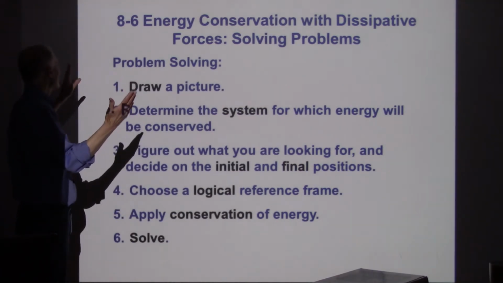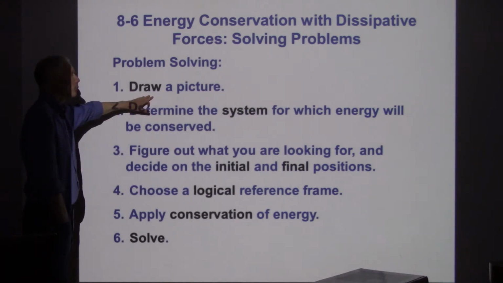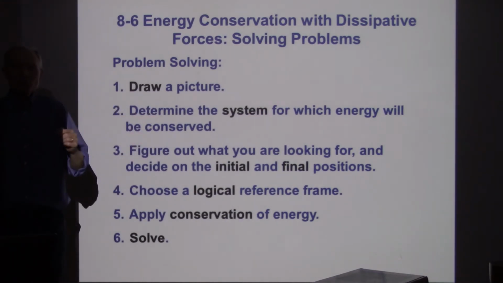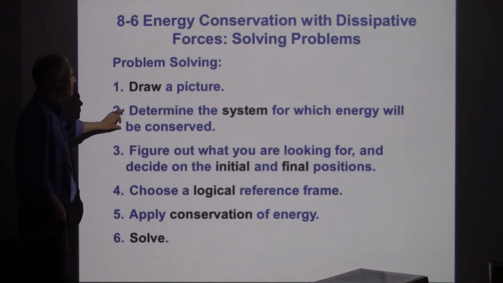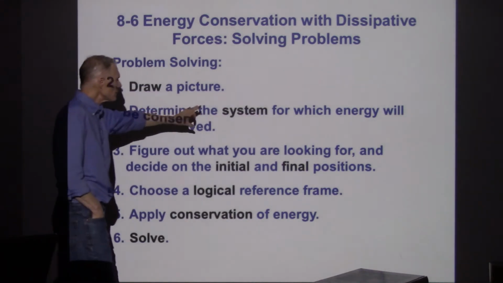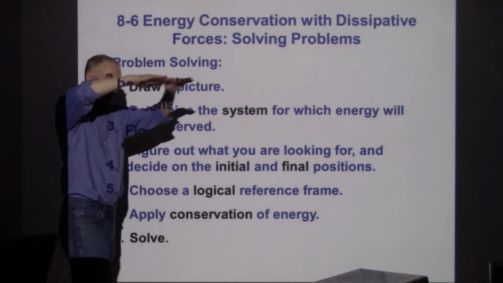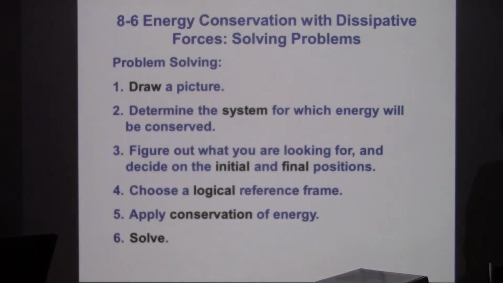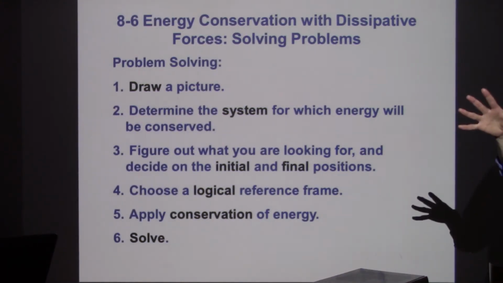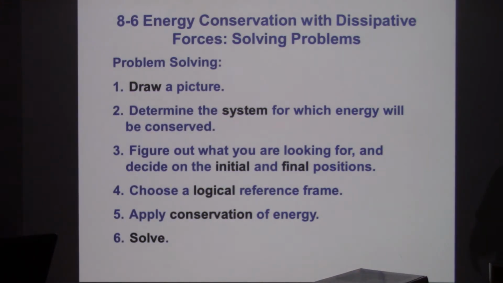So what are the suggestions here for problem solving? Draw diagrams. Diagrams have been useful in every chapter we've looked at; we keep coming back and saying, draw a diagram. That's going to help you see what's going on. Determine what system you're looking at. We want to imagine a box surrounding whatever we're looking at, and say these are the objects we're looking at, and this is where the energy is going to be conserved, within these objects.